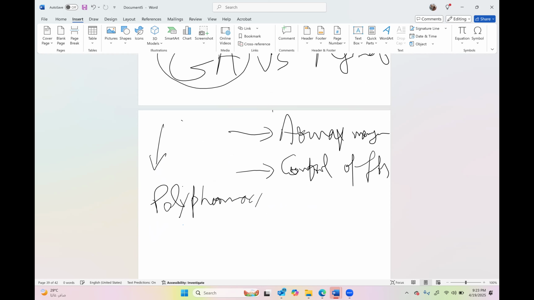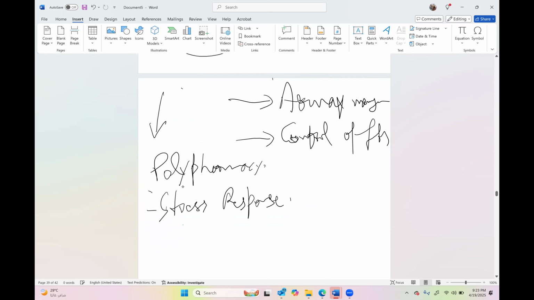Polypharmacy, stress response. Okay. What will be the advantage or what will be the concern with reference to spinal and epidural separately?